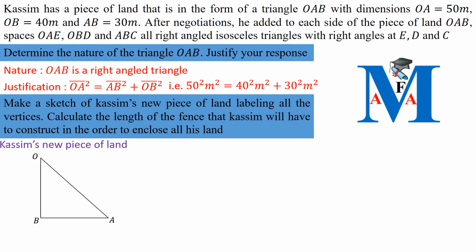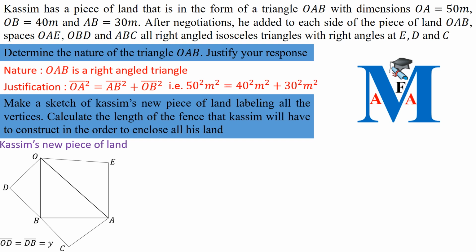Now he added to each side of the piece of land OAB the spaces OAE, OBD, and ABC. Let's first start by adding the space OAE. OAE is a right-angled isosceles triangle with right angle at E, so we indicate the right angle at E. Next, we go to OBD, which is a right-angled isosceles triangle with right angle at D. And finally, we have ABC, which is a right-angled isosceles triangle with right angle at C.